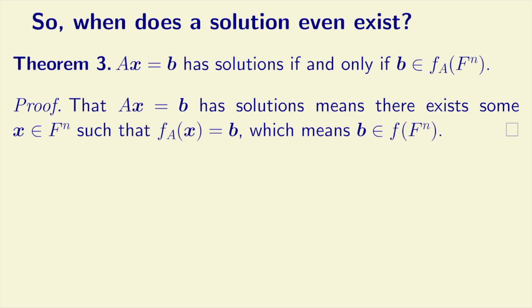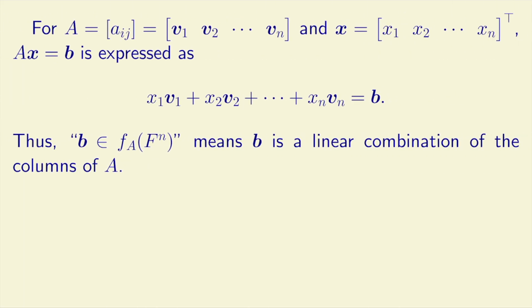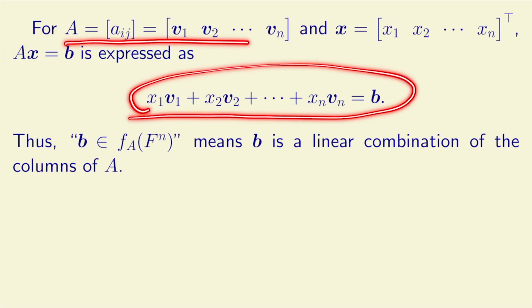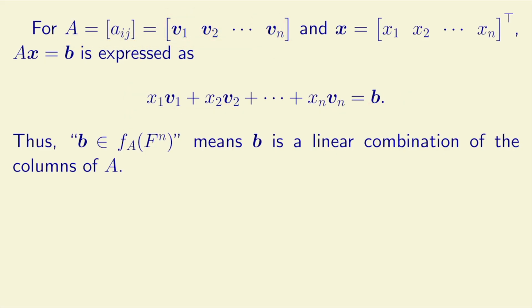What does that actually mean, though? The notes elaborate on this. The equation Ax = b can be rewritten as a linear combination of the columns of A. So, saying that b is in the image of the map, F_A(F^n), is the same as saying that b can be written as a linear combination of the columns of A. That makes so much more sense. We're just checking if b is in the span of the columns.